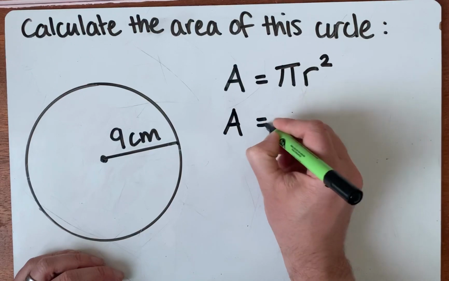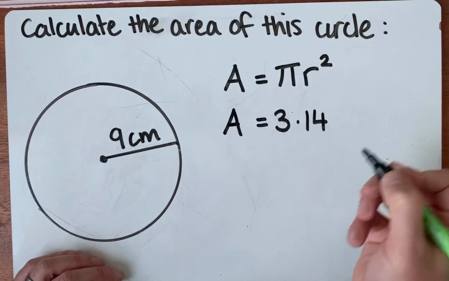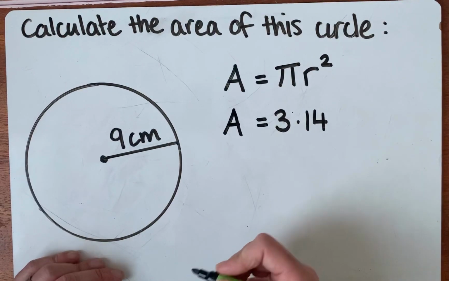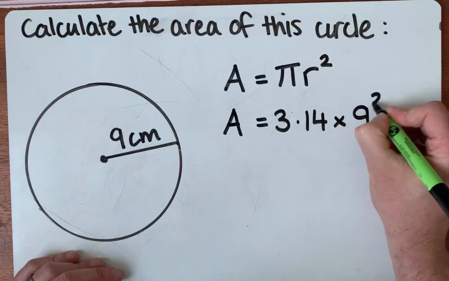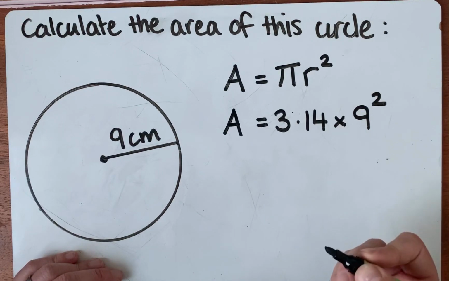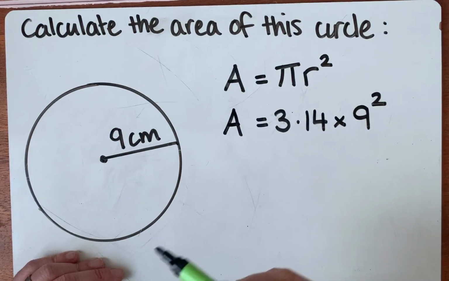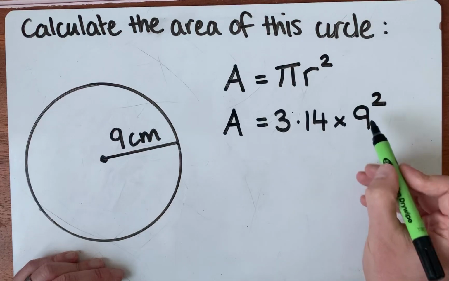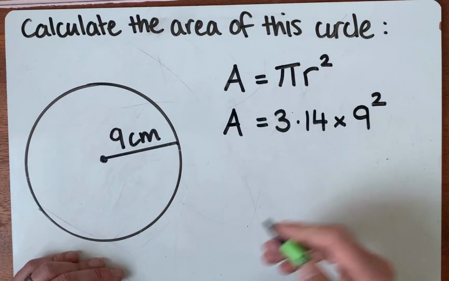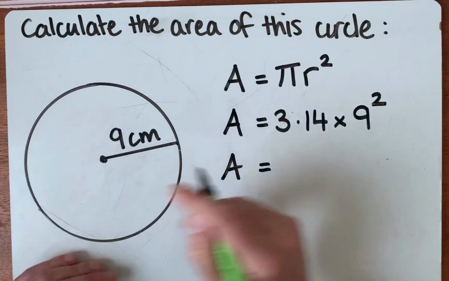So the area is equal to, we're going to use 3.14, remember, but if you've got your pi button on a scientific calculator, you're welcome to use that, multiplied by this radius, 9 squared. If you are using a basic calculator and it doesn't have a square button, which is usually denoted by an x with a little square above it, then you can just write times 9 to do this on a basic calculator. Okay, I'm going to put that into my calculator now.